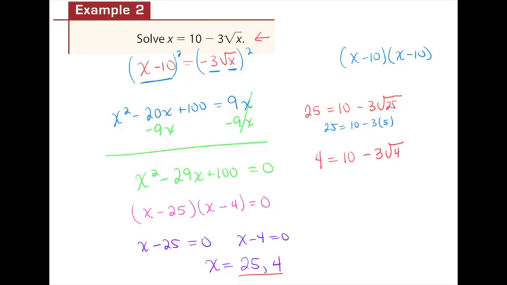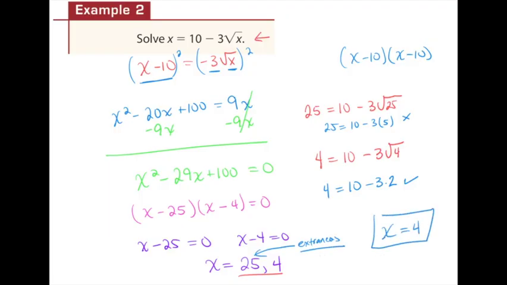No, it does not. That does not work. 4 equals 10 minus 3 times 2. Is that true? 10 minus 6. All right, so that works. 25 did not work. So 25 is an extraneous solution. My only solution is x equals 4.